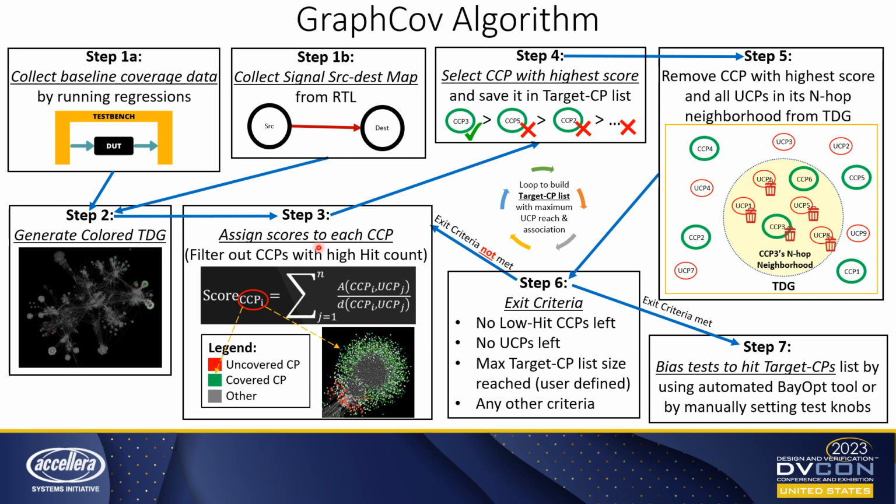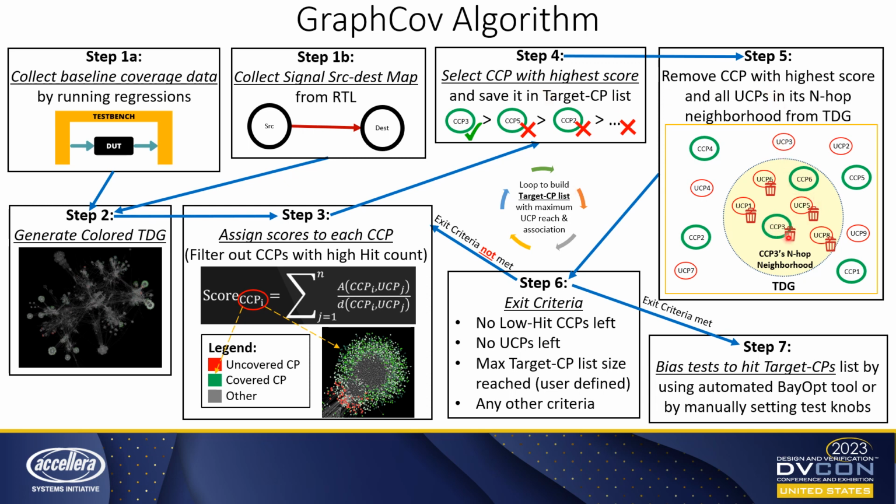After that, we move on to step 3, where we filter out the CCPs with high hit count and then use the formula for the score to assign scores to each of the low hit count CCPs. So it would be the light green nodes in the TDG that get the score assigned to them. Then we move on to step 4, where we try to find out which CCP has the highest score. In this case, we're showing that CCP3 had the highest score. So we will add CCP3 to our target CP list and then move to step 5.